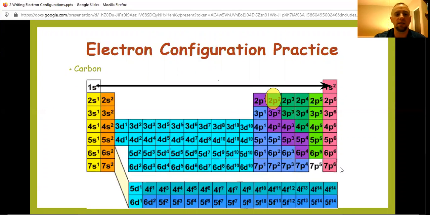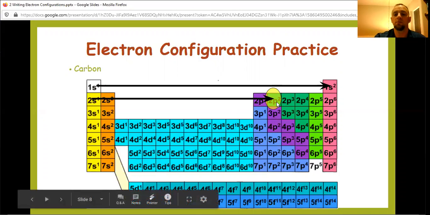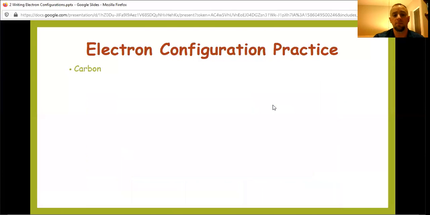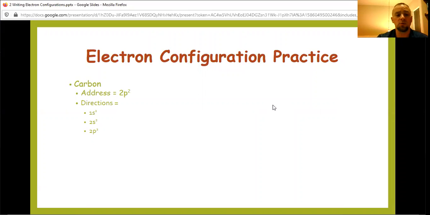So if we follow our way, we fill up the 1s orbital with 2 electrons. We'll fill up the 2s orbital with 2 electrons, and then we reach the 2p orbital, and it's in the second group there, so 2 electrons in the 2p orbital. So that gives us our address and our directions, address being 2p2, and then we fill out all of the lower energy levels to get to 2p. So address is 2p2, our directions to get there: 1s2, 2s2, 2p2.